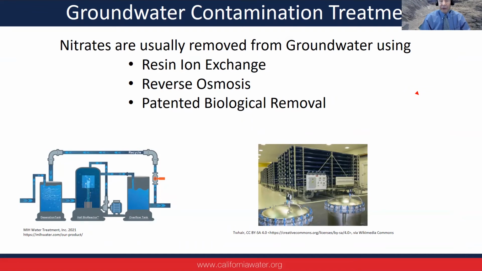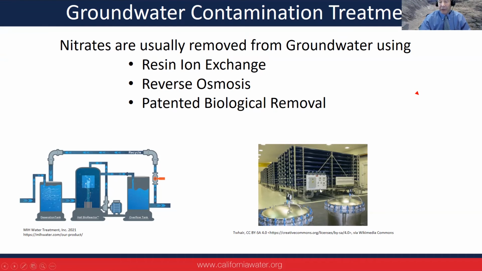For the removal of nitrates, there are three primary ways of doing that. One is through resin ion exchange. The most prevalent and popular one is reverse osmosis. And third, there is a patented biological removal system that is supposed to be highly effective and very inexpensive to operate. It's shown over here on the left, and it provides a biological bioreactor where bacteria are used to consume the nitrate and produce a harmless byproduct.